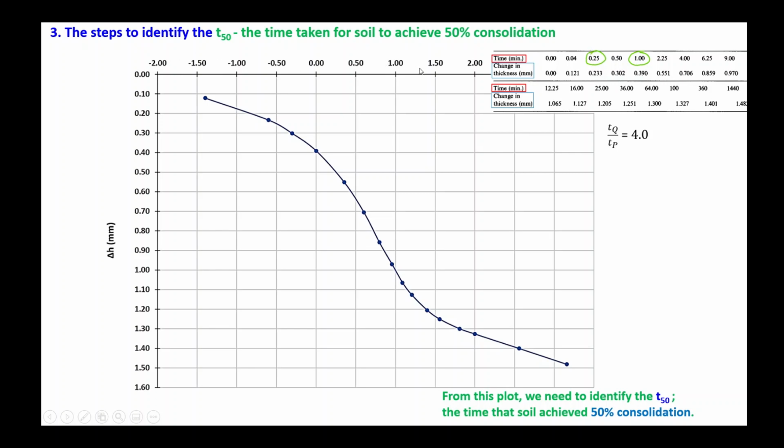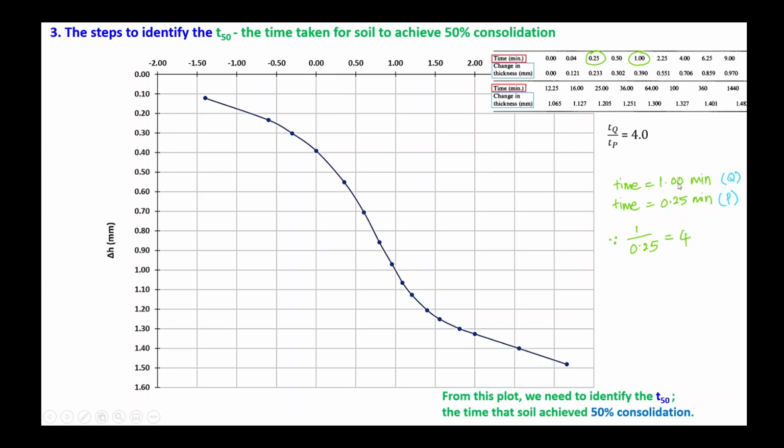Now what we have here is the log time method. For the log time of 1, the value is 0 here. Again, time 1 and time 0.25, so the ratio is 4. We need to find that point.